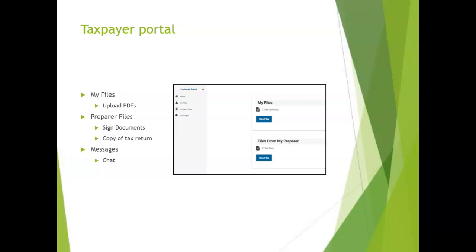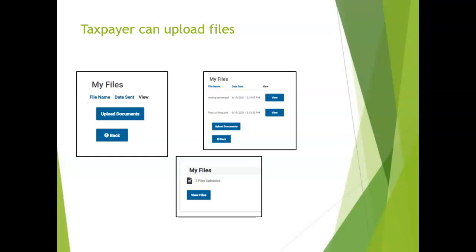All right, so the taxpayer portal. We're going to go into each of these sections over the next few slides, but in general, there's My Files, that's me, the taxpayer. That's where I'm going to go and upload documents to make available to the preparer. There's Preparer Files, which is essentially where I can see a copy of the tax return that's been made available to me by the preparer. And that's also where I can add in my signature so that translates to my tax returns and other documents. And of course, Messages, that's basically the communication channel between the taxpayer and the preparer.